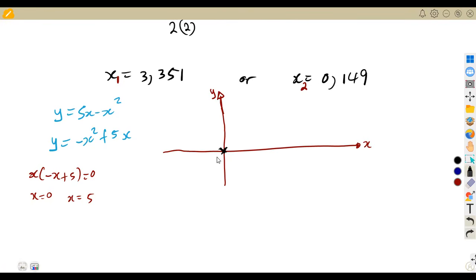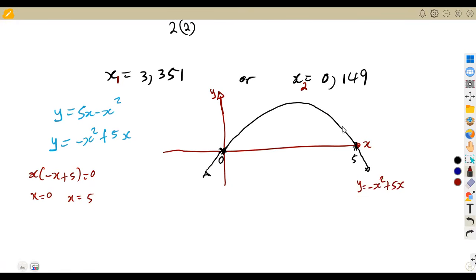So you shall have our graph ranging from this part going up, and then it goes down at 5, because we've got two solutions for the x-intercept, 0 and 5. But this 0 is also the y-intercept, so it passes through here, and also it passes at 5. So this is the graph that we're going to expect for y is equal to minus x squared plus 5x.